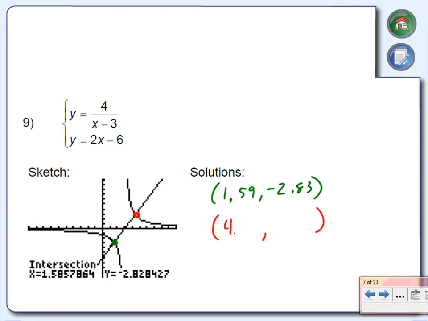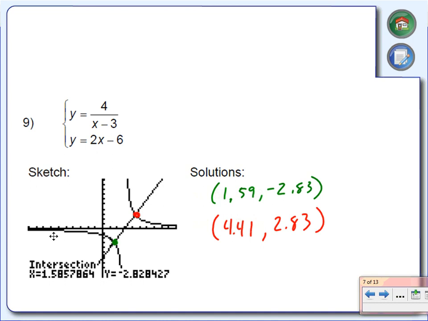4.41, and the y value is? There it is, 2.83. So these are the 2 solutions to our system. Both of these ordered pairs will make both equations true. All right, pretty easy, right?